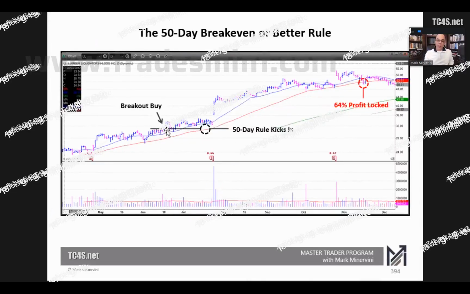So you buy here breaking out. The 50-day is down here, right? So you're just sticking with your normal stop at this point. Let's say it's 8%. Now the stock whips, bounces around here, and tightens up a bit. Whether it goes up or whatever it does doesn't matter. It matters what the 50-day is. The 50-day has now reached the break-even point. Once that happens, you switch over to the 50-day, and that's what I call the 50-day break-even or better rule. So it gives the stock time.